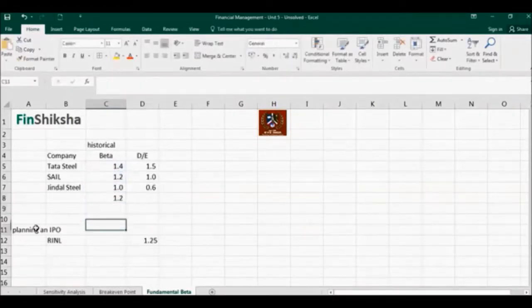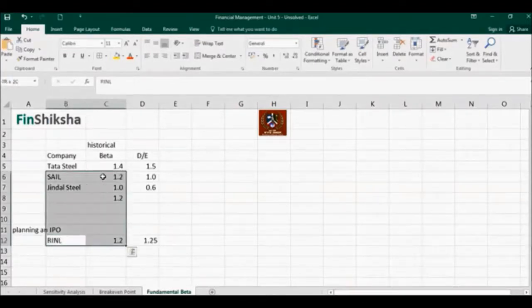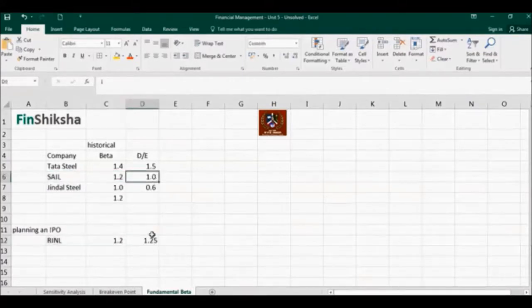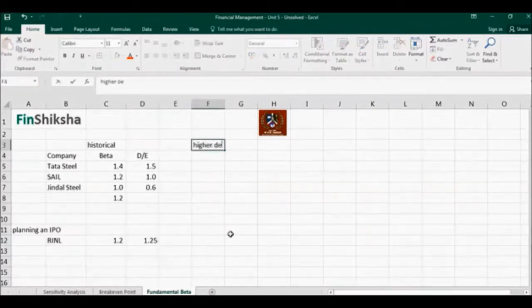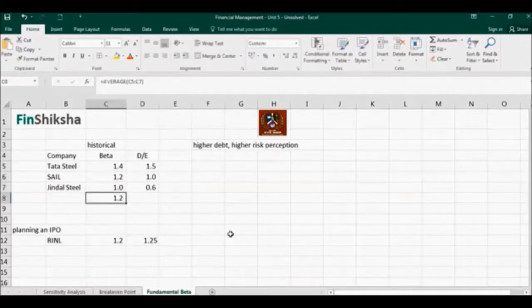That's 1.2. If I put the average beta of RINL as 1.2, what we have basically said is that the risk of RINL is the same as the risk of Steel Authority of India, right? But their debt equity ratios are not the same. So logically, higher debt should mean higher risk, right? Logically, we have seen this, that higher debt means higher risk perception at least, right? So in that case, the beta should be something different.